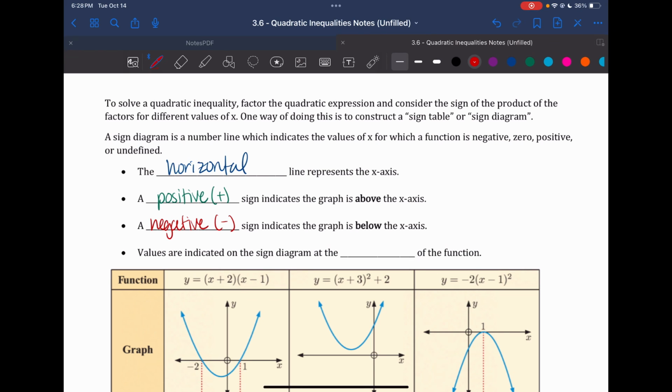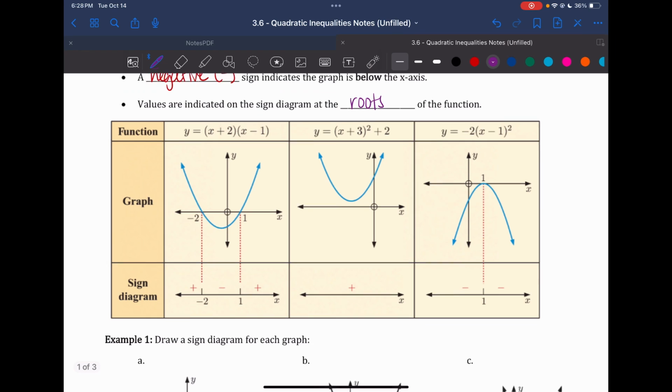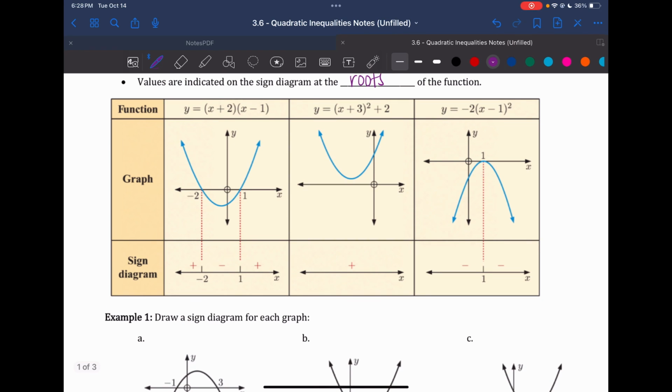Values are indicated on the sign diagram at the roots of the function. So we're going to be looking again at roots today to review and help us with our future test. If we look at these different functions, they're just in different forms. It doesn't matter what the form is, but what we're really looking into are the roots of the equations. We can see that they're crossing the x-axis in the first one at -2 and 1. So instead of drawing out a full function, what you're going to do is just literally write a number line with those two roots. Then, since the a value is positive, you know that it's going to be concave up.